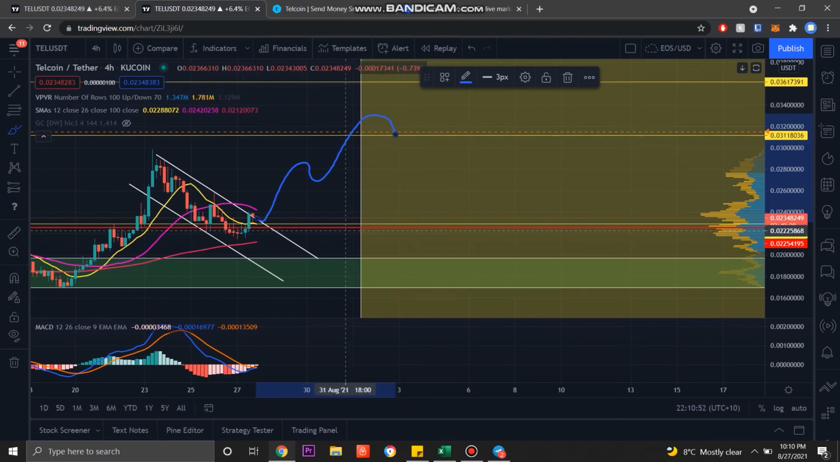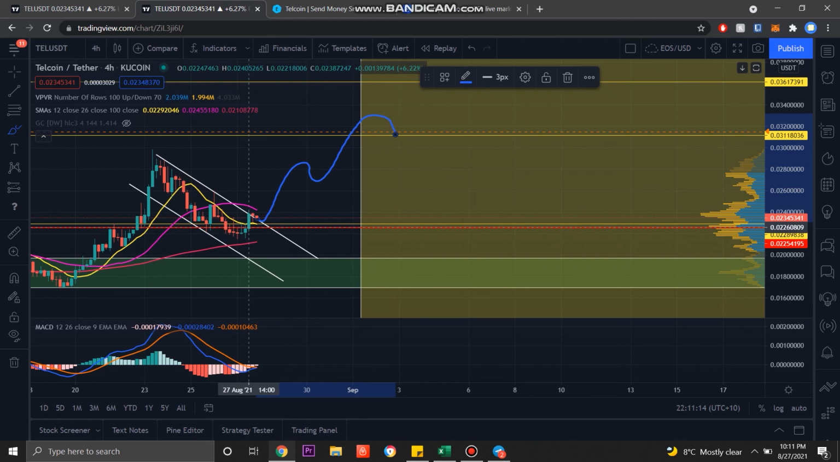We have a point of control here on the volume profile, this red line here. What a point of control is basically a point where there is the most buying pressure in this visible chart here. So this point of control is currently sitting just below the current price at around 2.2 cents. The current price is 2.3 cents. So we have some support in case of a drop down into this descending channel.